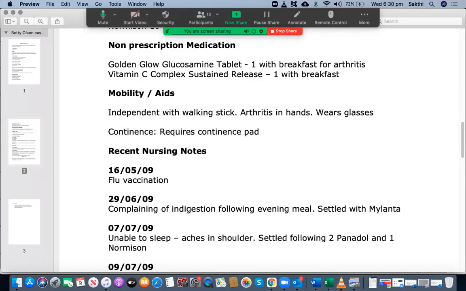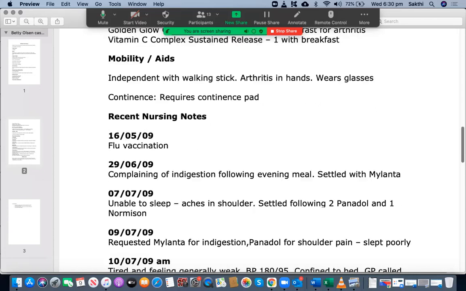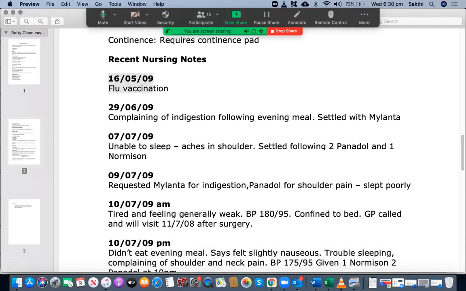When the patient goes to a hospital, they need to know whether the patient needs a continence pad or not, because she's going to be admitted to the hospital, right? So you need these ones. Did you include these ones or not? Arthritis in hands and wears glasses. No, sir. I think you need to include these things. Recent nursing notes, flu vaccination. You don't need to mention these things.